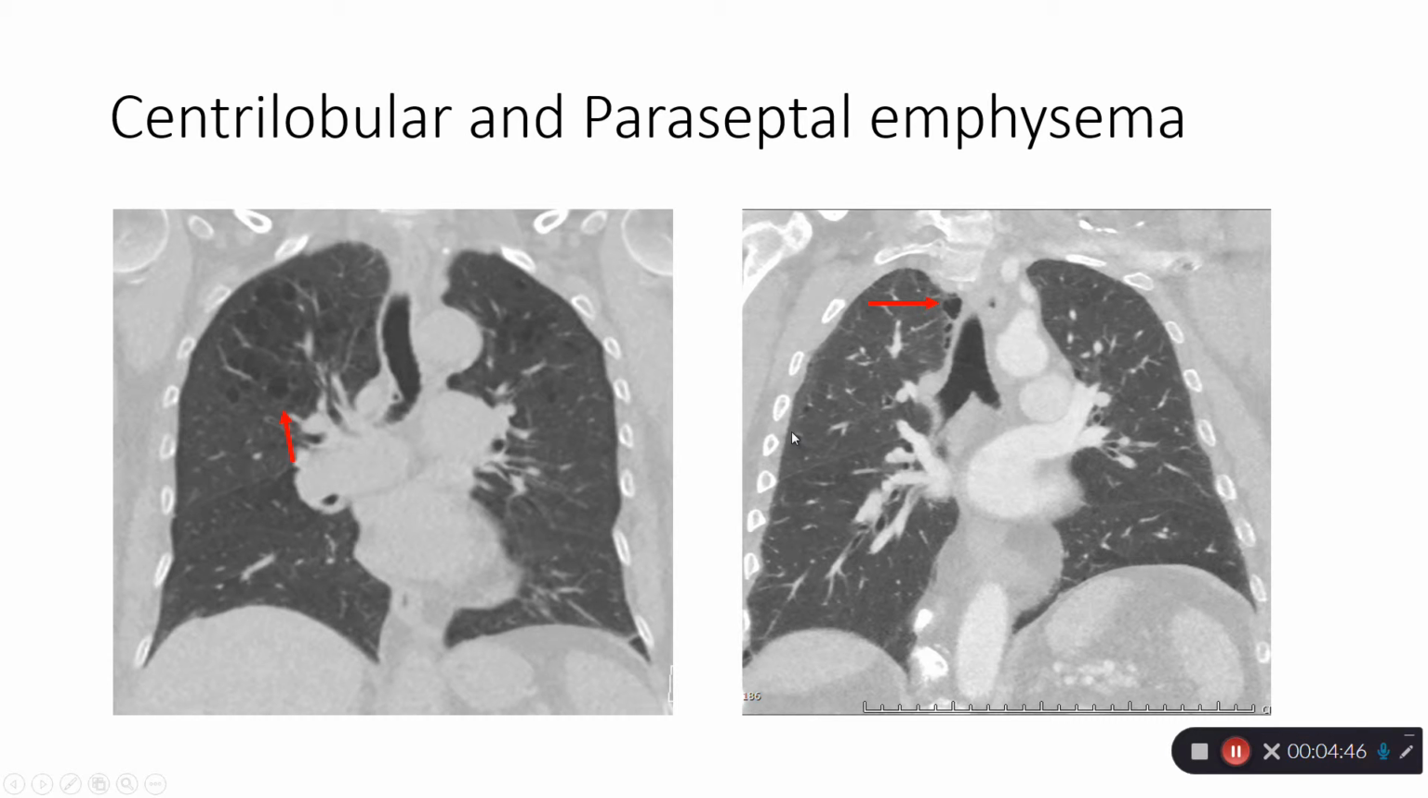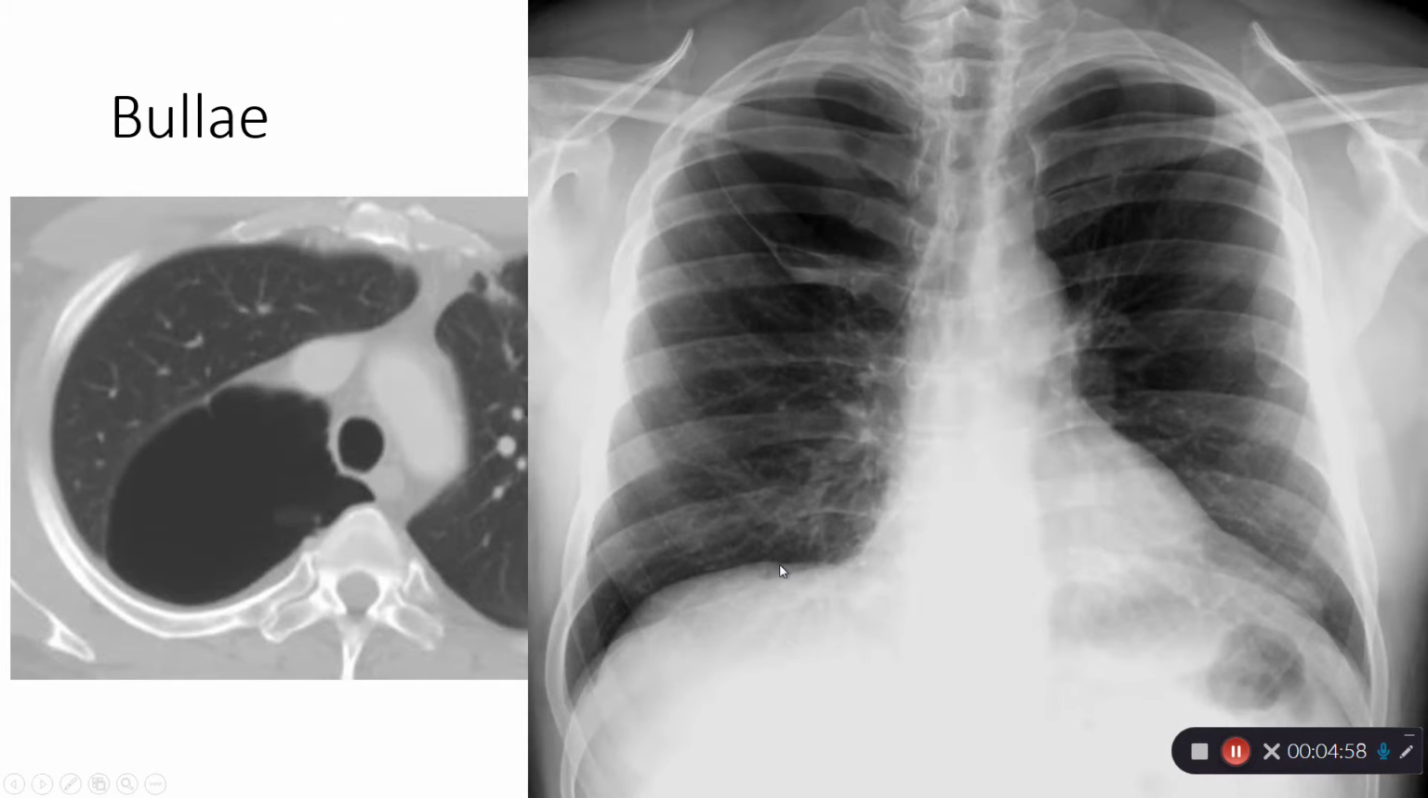Paraseptal emphysema occurs within the periphery of the lung, and you get these peripheral cystic changes demonstrated here by the red arrow. Bullae can occur. You can see nicely on this frontal view of the chest that you have this very round circumscribed lucency within the right upper lobe.